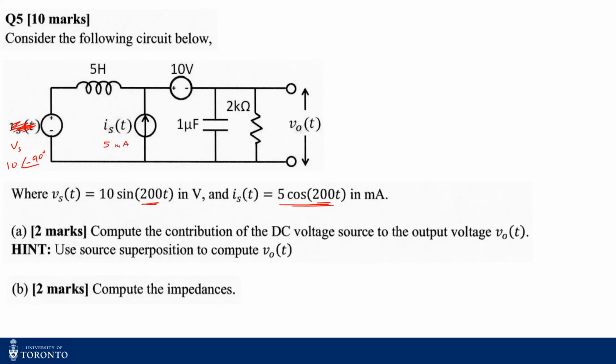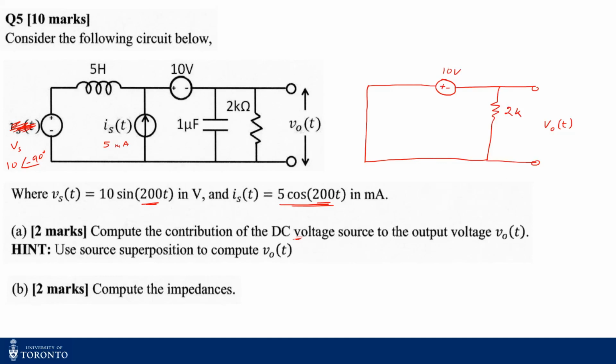Now, in part A, you are asked to find the DC voltage source contribution to V naught t, right? So you cannot compute DC and AC at the same time. That means you have to turn off the AC sources, the current and the voltage source. Once you turn off, the voltage source will be short circuited and the current source will be open circuited. So then you will have basically this circuit.